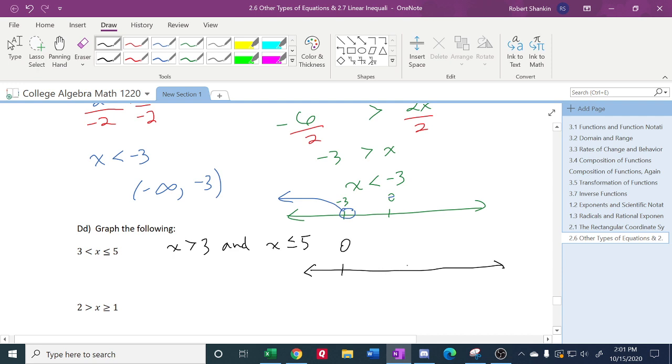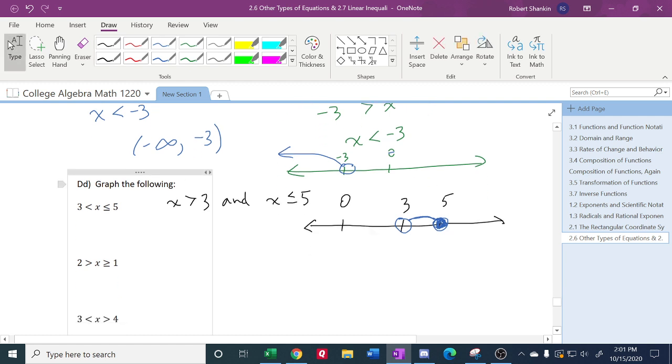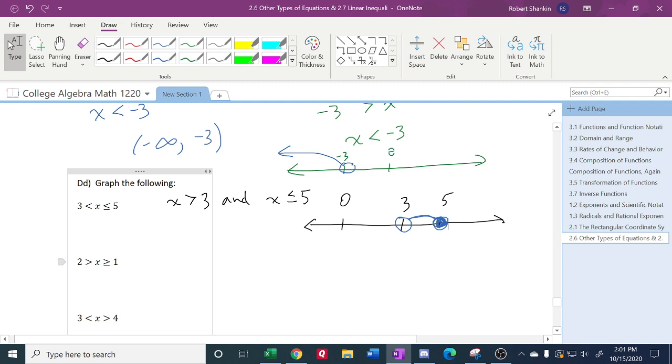Here's 0, here's 3, here's 5. And when I graph this, I put an open circle at 3, a filled in circle at 5, and it's everything in between. Alright, next I want you to graph this one. So take a minute and graph the second one.